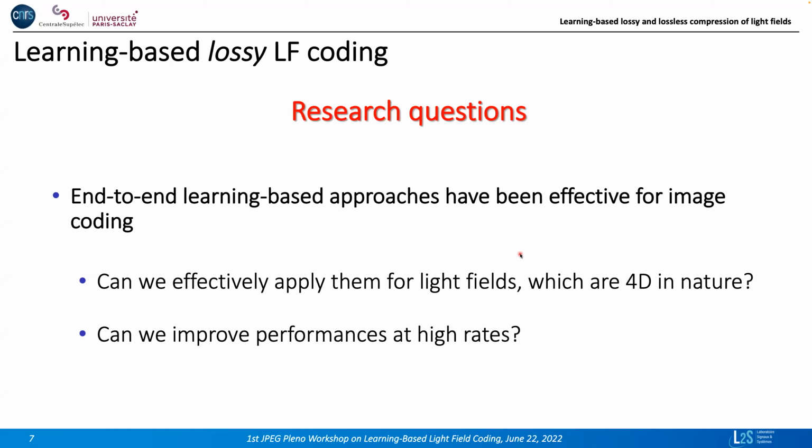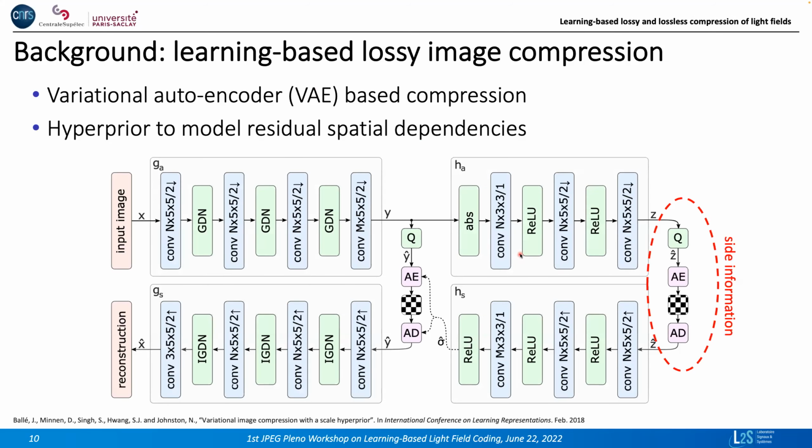The next observation we had, which was known as well at the time, is that the learning-based approaches available tended to have very good performance at low bit rates, but when you want to increase the quality, they had some limitations. So the other question we asked ourselves was: how can we improve the performance for high bit rates?